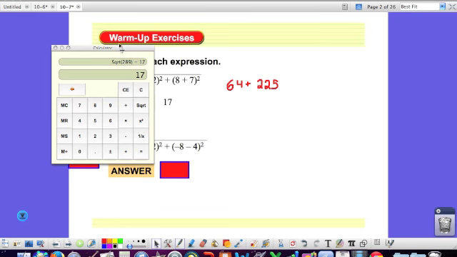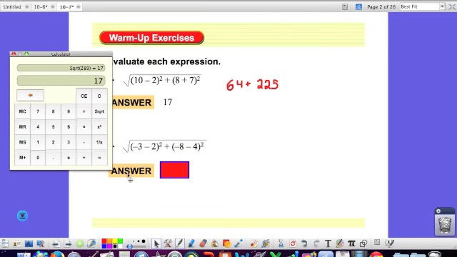Okay, and the next problem, negative 3 minus 2 is negative 5 squared is 25, plus negative 8 minus 4 is negative 12 squared, which is 144. 144 plus 25 is going to be 169. The square root of that is 13.